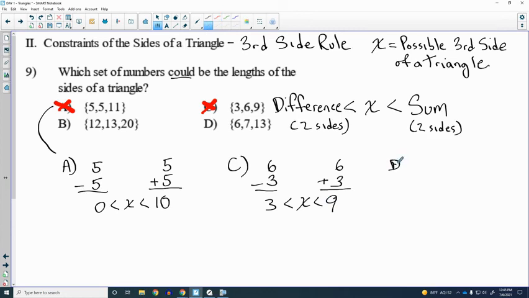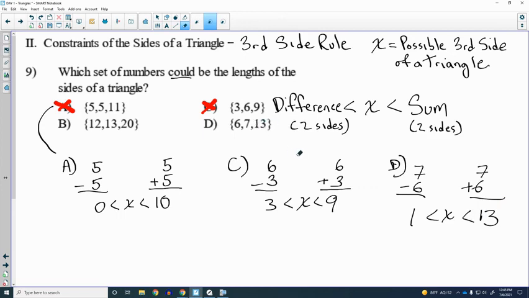Let's do D. All right, I have 6 and 7. I'm going to pretend that I'm not looking at the 13. So I'm going to take the 7 over 6. Remember, I have my third side rule. So I'm going to add them. 7 plus 6 is 13. 7 minus 6 is 1. That third side has to be less than 13 and bigger than 1. It's 13. 13 is not less than 13. This also cannot be. Well, that means it has to be B.